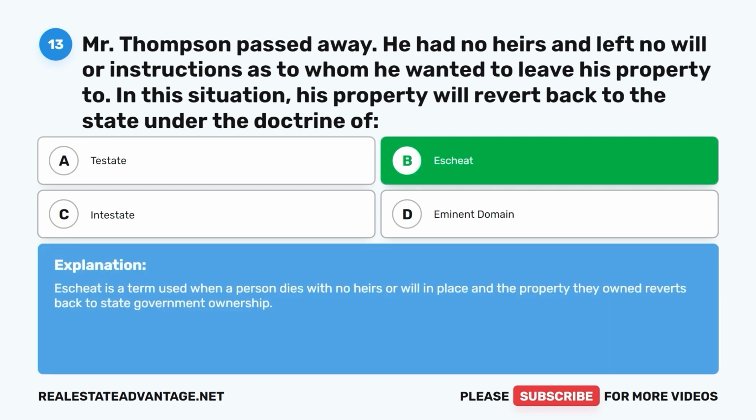Escheat. Escheat is a term used when a person dies with no heirs or will in place and the property they own reverts back to state government ownership.